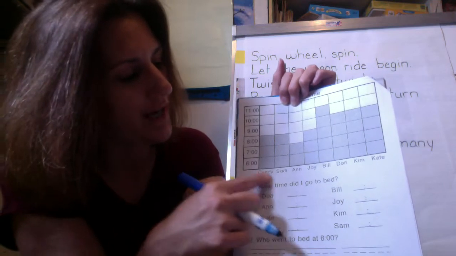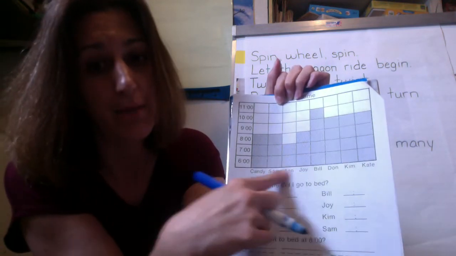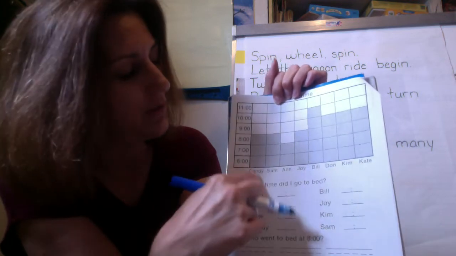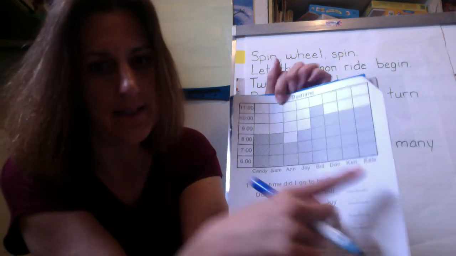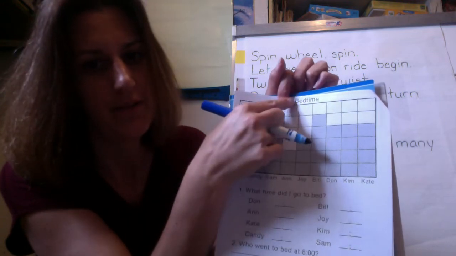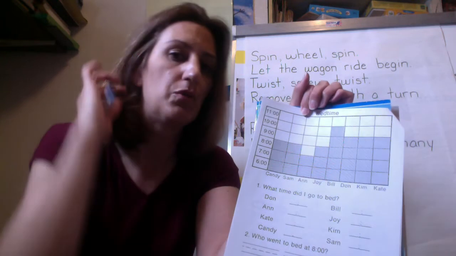But here at the bottom, it's what time people are going to bed. Okay, so we have Candy, Sam, Ann, Joy, Bill, Don, Kim, and Kate. Up here is my title that says bedtime. So this is showing what time they go to bed.